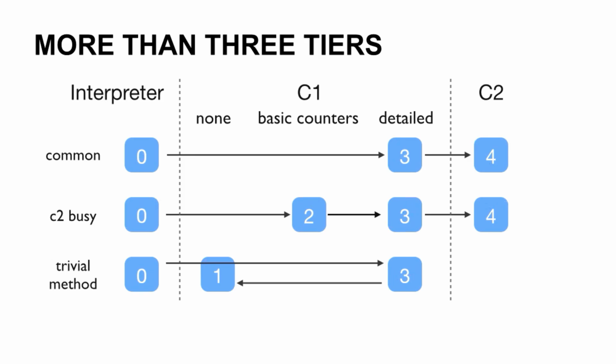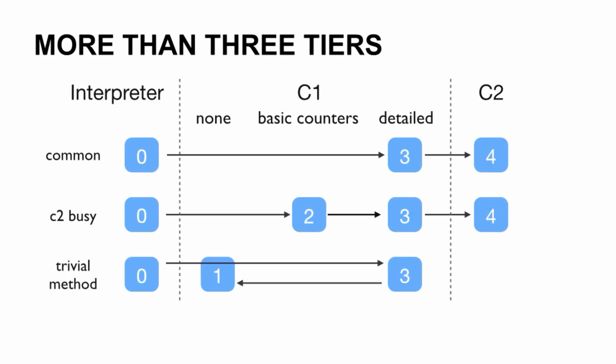Remember I told you C2 needs instruction level data? It needs to know, did this if always evaluate to true? In this mode, C1 does that too. So C1 actually keeps track that this if was always true. In the old server VM, that was only done by the interpreter. Now it's done by the interpreter and C1. And that gives C2 the data it needs. So the common flow is actually to go from the interpreter, Tier 0, straight to detail gathering, with the hope that we can get to C2 pretty quickly.